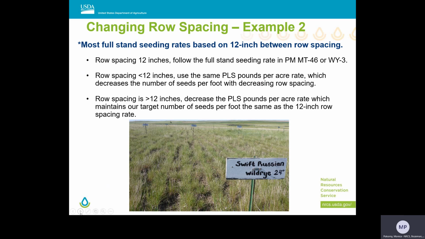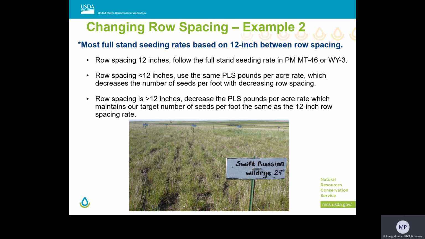So again, if you're going to deviate from the 12-inch row spacing, the seeds that you're planting per linear foot of row have to be adjusted to maintain the desired number of seeds that you want per square foot of the planting. So this is our rule of thumb for adjusting the row spacing. First of all, if you're using a 12-inch row spacing, follow the full stand seeding rate in your plant materials documents, the tech notes MT46 or Wyoming 3.